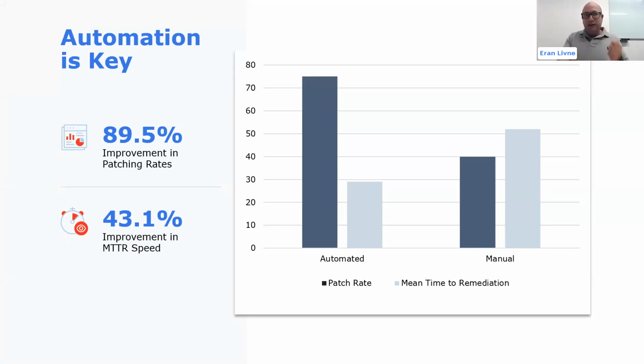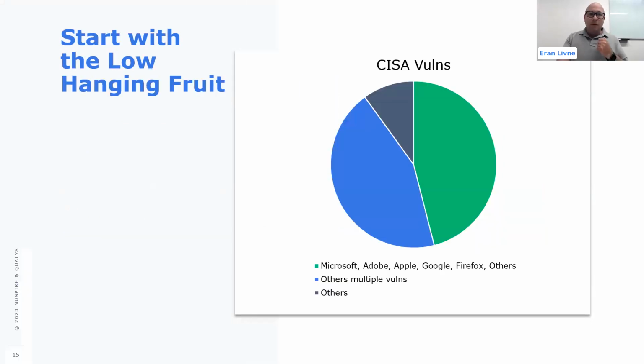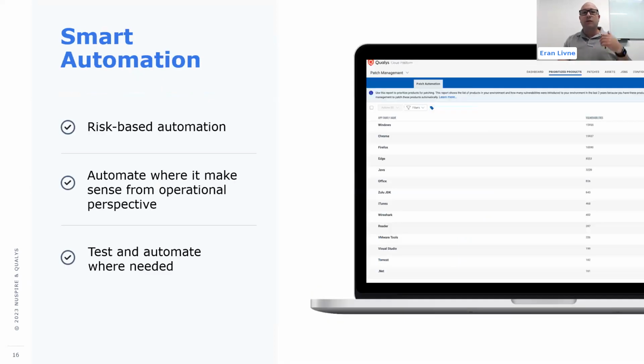Now, we can see that automation helps you be more efficient. So why aren't we starting with the low-hanging fruits? One of the biggest conclusions, when I talk to many of our customers, is to start with low-hanging fruit. You can see, based on the data, that the ones that do start with low-hanging fruits are much faster and patching more. But when I talk about low-hanging fruit, I'm not only talking about the Microsoft and the Chromes. You can see in this CISA report, the Firefox, the Apples, the iTunes, all those are low-hanging fruits. And the best way to look at this is what I call smart automation.